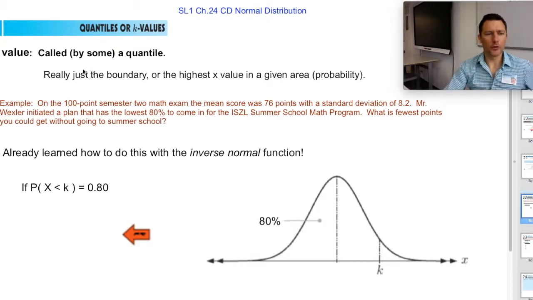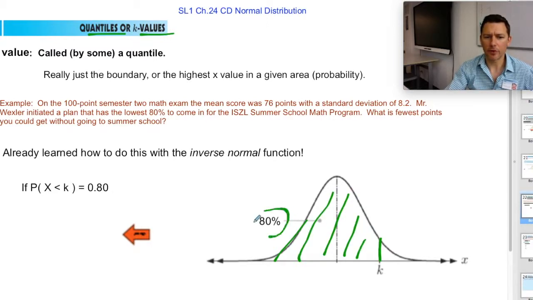All right, before we get too ahead of ourselves, I want to look at quantiles or k values. It's just the boundary, the highest boundary that borders an area of given probability, right? So we've done this with the inverse normal function. It's just called a different thing to confuse you or something like that.